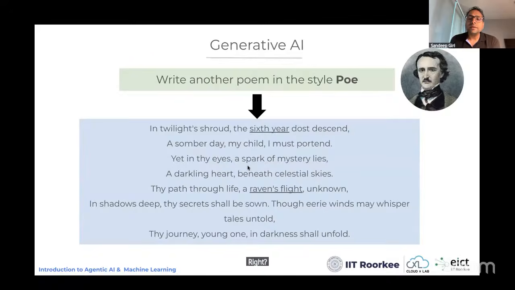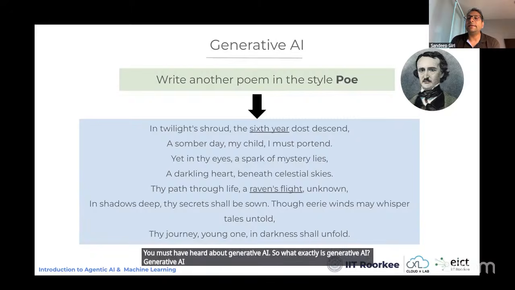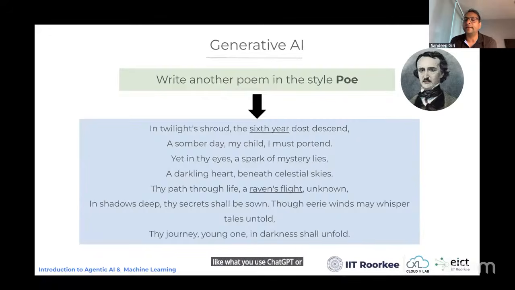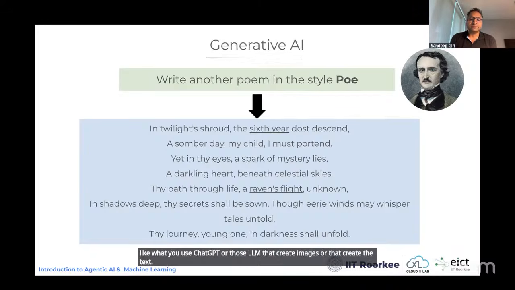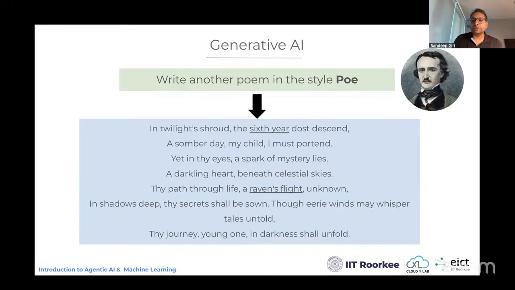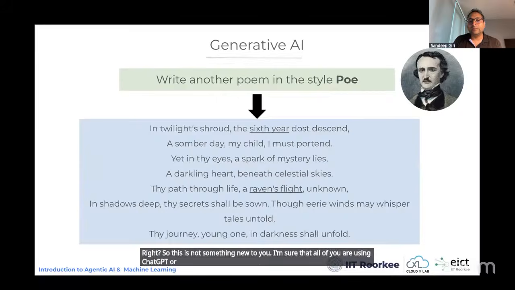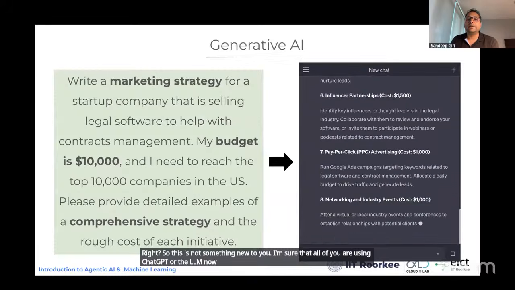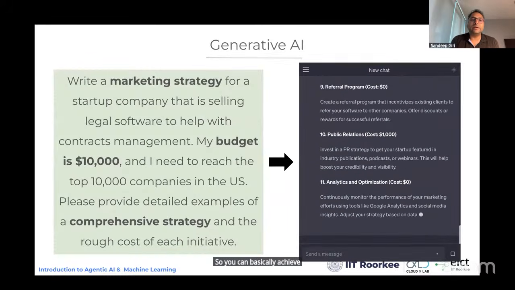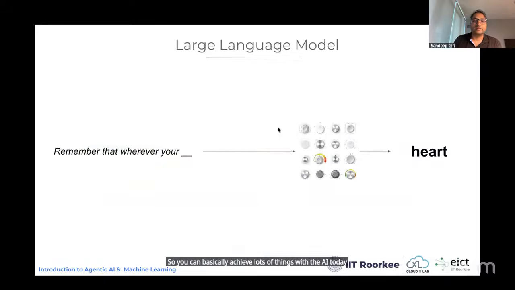So you must have heard about generative AI. What exactly is generative AI? Generative AI is what you use, like ChatGPT or those LLMs that create images or text, right? So this is not something new to you. I'm sure all of you are using ChatGPT or an LLM now. You can achieve lots of things with AI today, right?